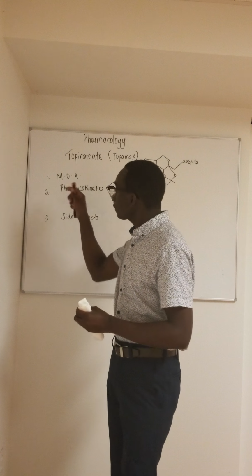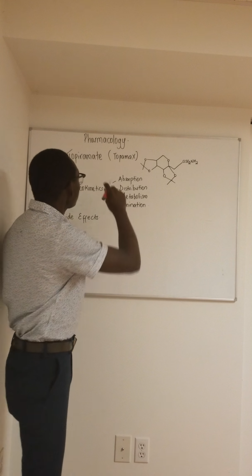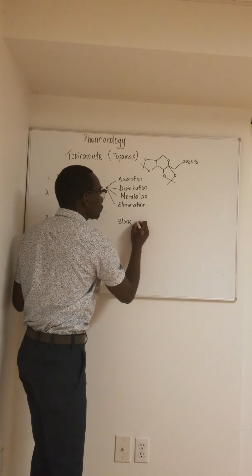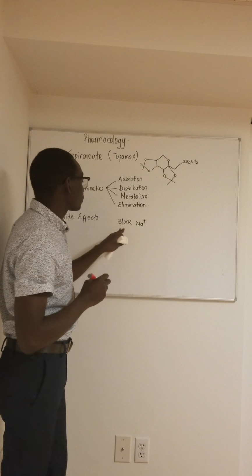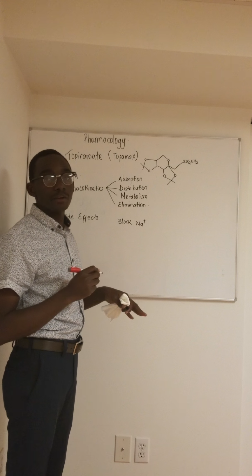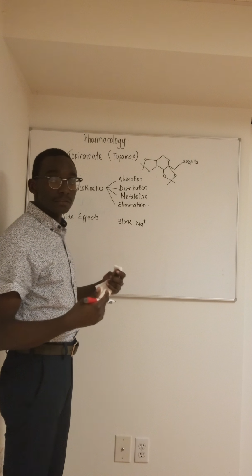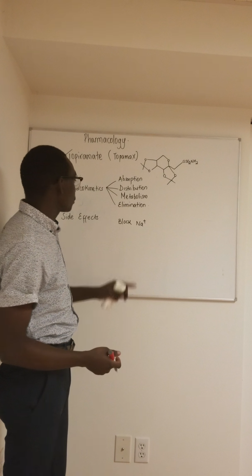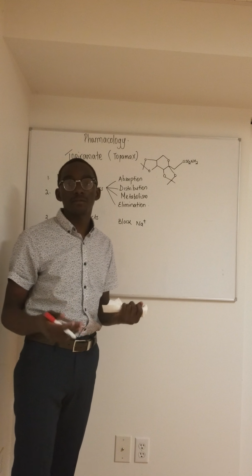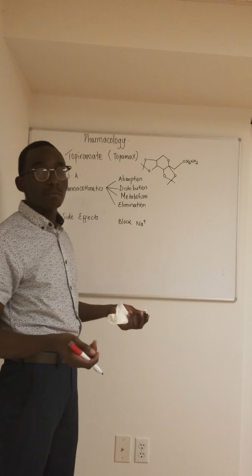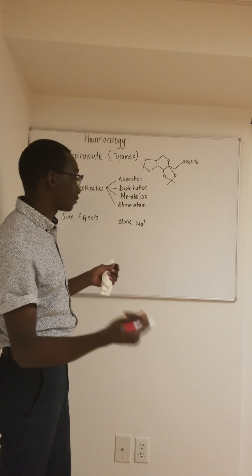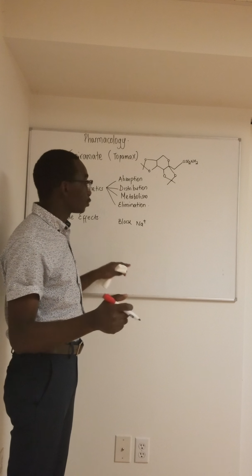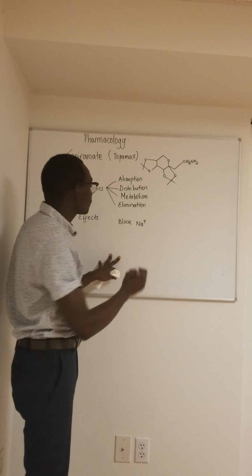So the mechanism of action of topiramate is that it is going to block the sodium channels. When these sodium channels are blocked, no more firing will be seen, as in status epilepticus or during seizures. So this drug is very good in managing partial seizures and also some of the generalized tonic-clonic seizures.